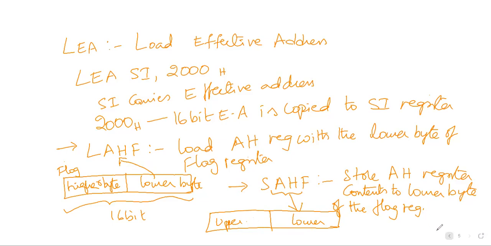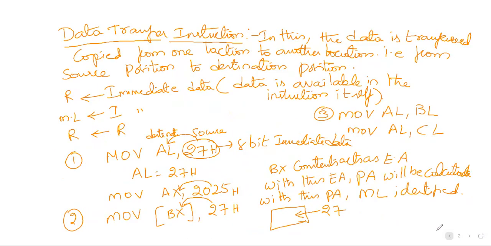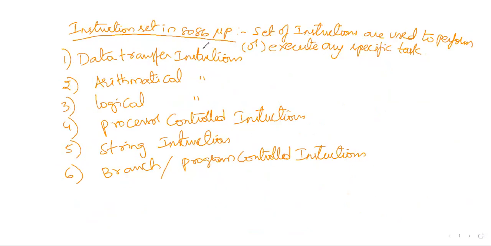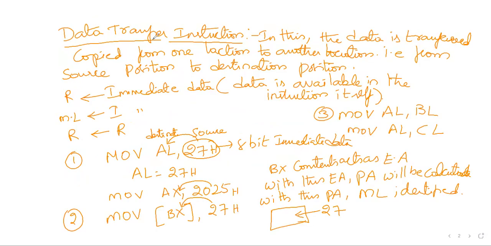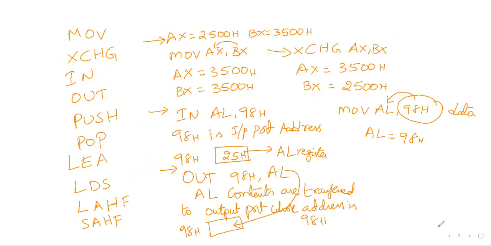So these are the different instructions. What is the classification of the instruction set? Data transfer instructions, arithmetic instructions, logical instructions, processor control instructions, string instructions, and branch program control instructions. In this, first we have discussed data transfer instructions. What are the various kinds? Move instructions, exchange instructions, IN instructions, OUT instructions, PUSH, POP, load effective address, load data segment, and LAHF, SAHF.